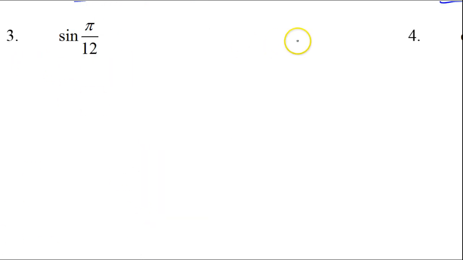All right, looking at problem number 3, once again, I am going to use the subtraction method. So I'm going to take pi over 12, and I'm going to subtract pi over 4, and I'm going to see what happens. To make like denominators, I would have to multiply by 3.